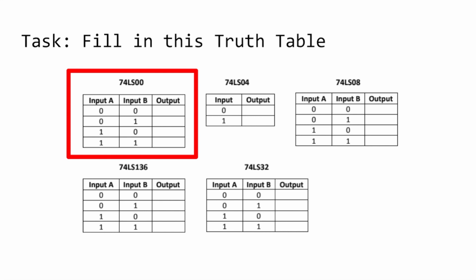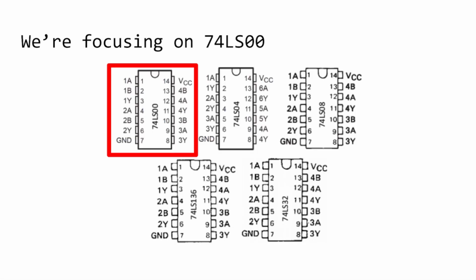So the task is to fill in this truth table. For the output, we should fill in either 1 or 0. That just depends on the output that we get from the circuit board that we are going to build. In this video, we are just going to focus on this table and this chip. The other chips you could try on your own, but I believe that once you know how to do the experiment for this chip, you could go on and complete the other chips.